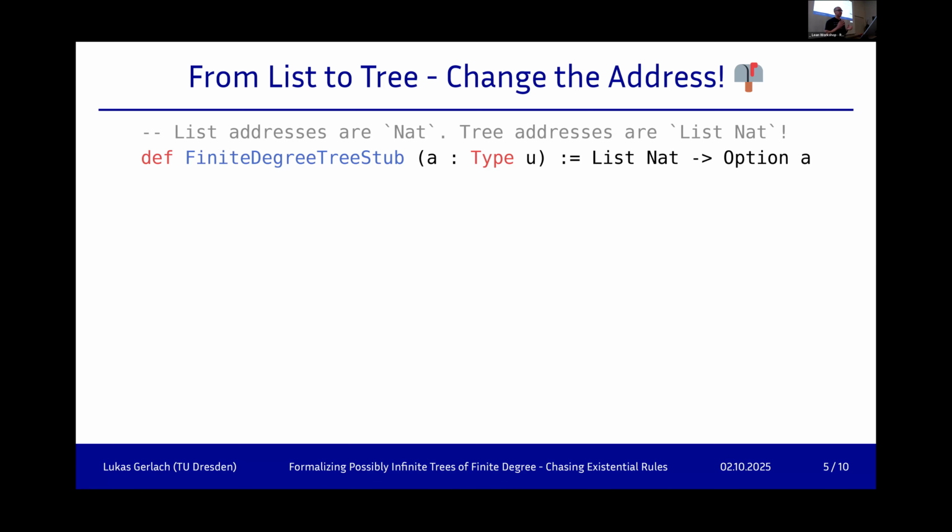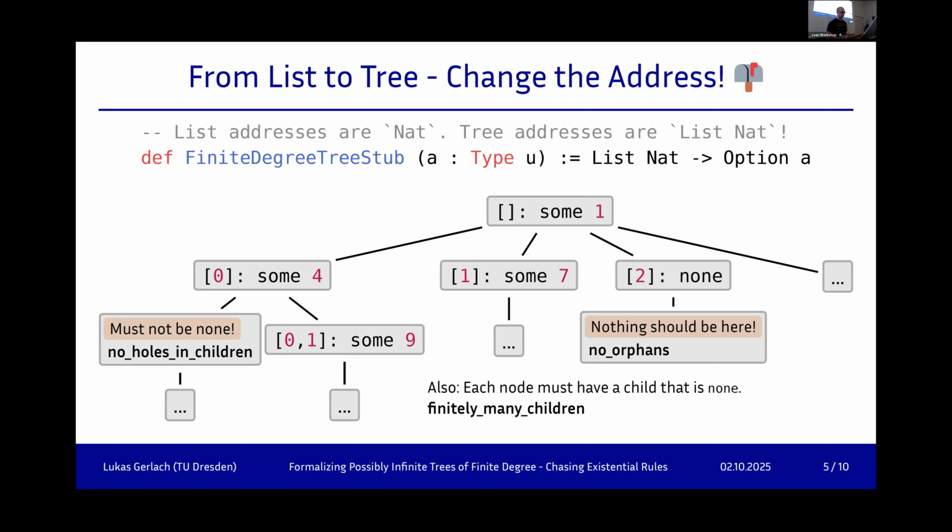So for our possibly infinite tree with finite degree, the basis is just a mapping which takes a list of natural numbers and maps this into an option of the actual type of the tree. This is like for the possibly infinite list we just saw, this is not enough. We need a bunch of extra conditions to make this kind of well-formed. And for this, I brought an example to you. So I'm basically always showing you can see the mouse, right? Yeah. Basically always showing the address list right here from left to right to make it more natural to read, even though in reality it's the other way around. But so this is the address.